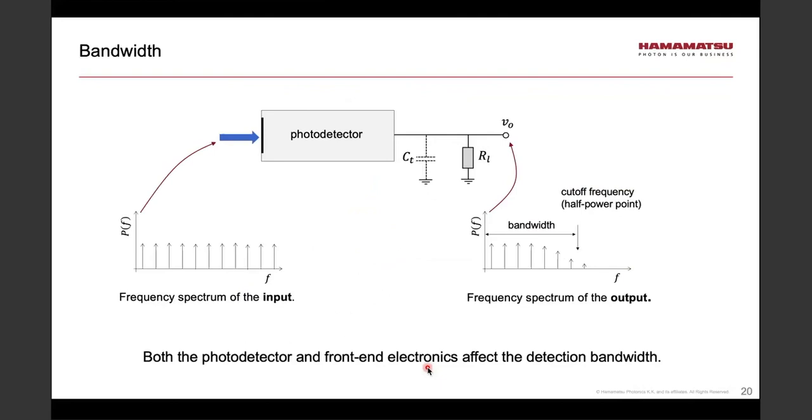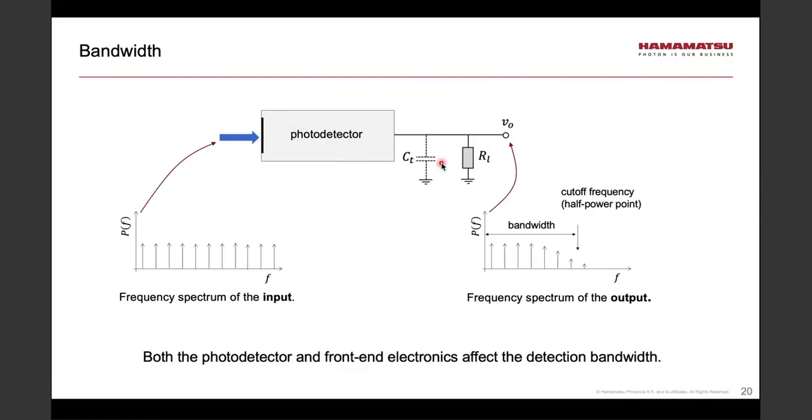Let's now discuss bandwidth. A discussion of bandwidth must include not only the photodetector, but also front-end electronics, since both are going to determine or affect the overall bandwidth of the detection.